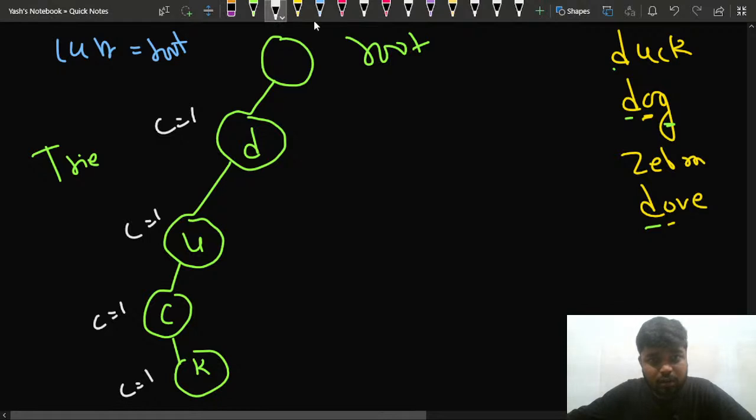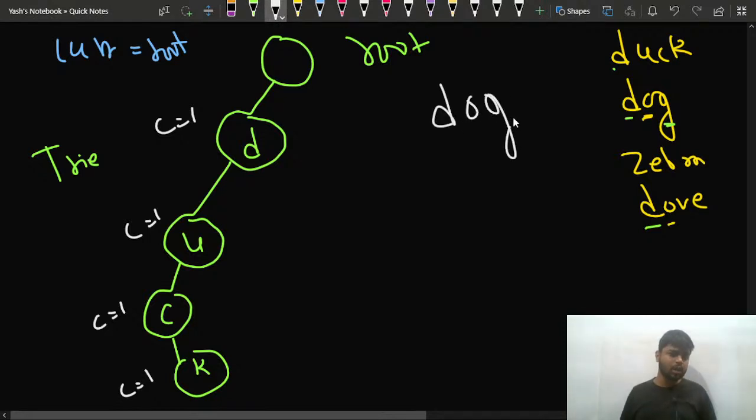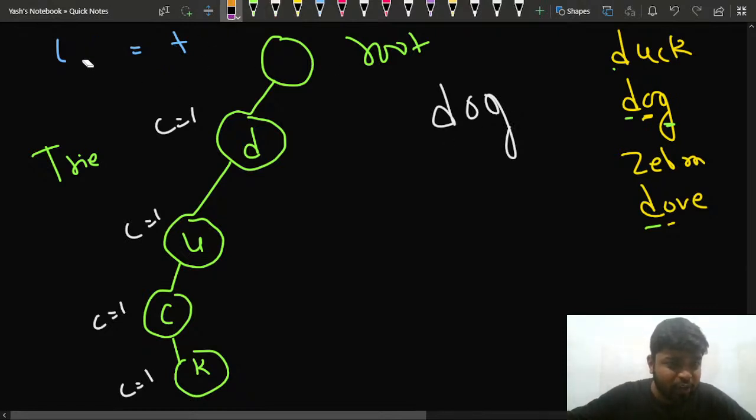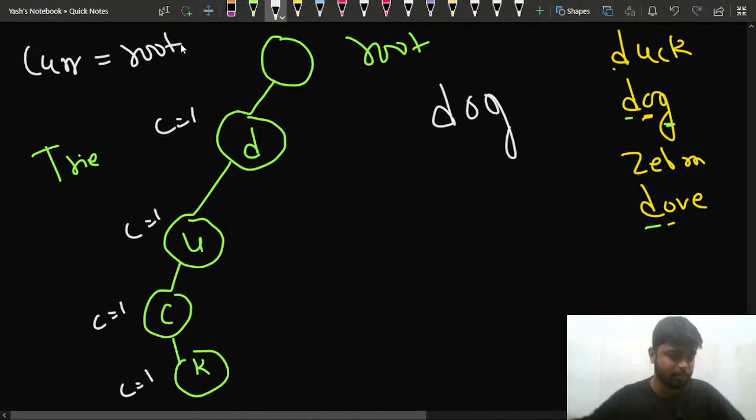I have this dog. I have this word dog. What I will do with this is I'll start from the root. So what will I do? I'll update my current to root again. Okay. I'll say current is equal to root.